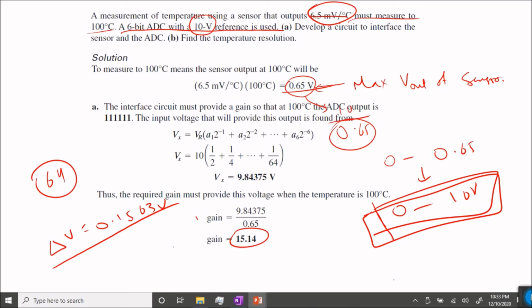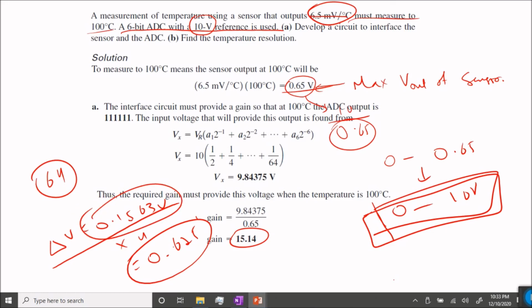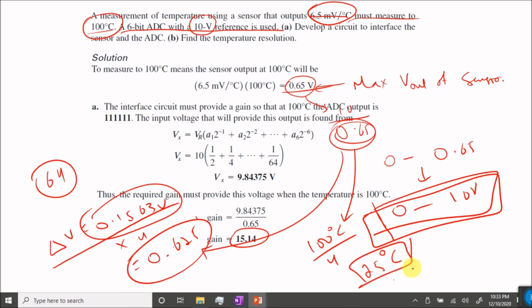Into 4, you can say. This into 4 is equal to 0.625. See, this is the resolution and this is your maximum input. So you are getting just 4 steps. So what is the resolution of temperature you are getting? This 0.65 corresponds to 100 degrees centigrade. Divide it in 4 steps. So you are getting a resolution of 25 degrees centigrade per step if you don't do this.